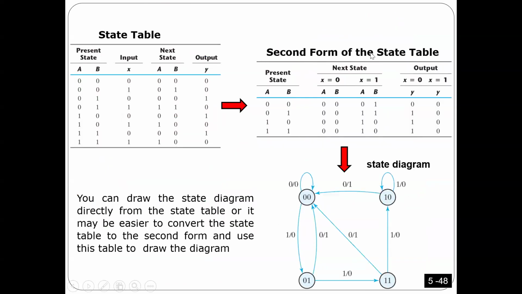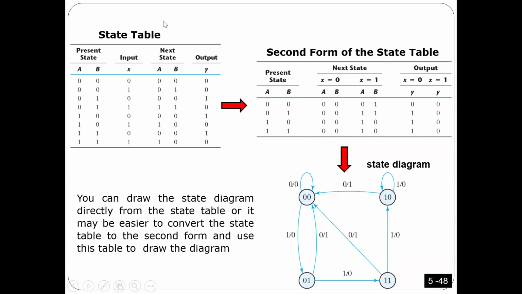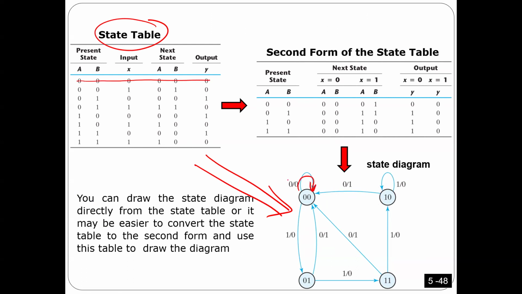But I want to tell you here in the textbook, if you have the state table as we calculated it, you can directly draw the state diagram from the state table, similar to what I did. Every row here is going to be represented by 1 arrow here.